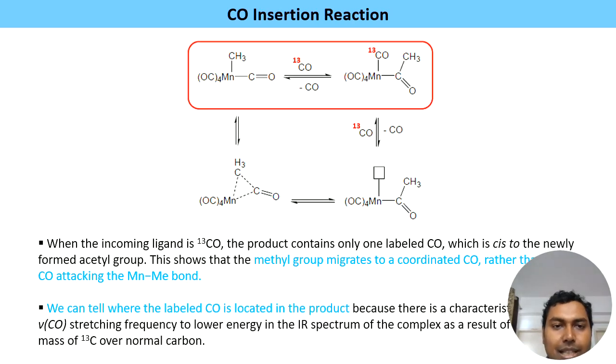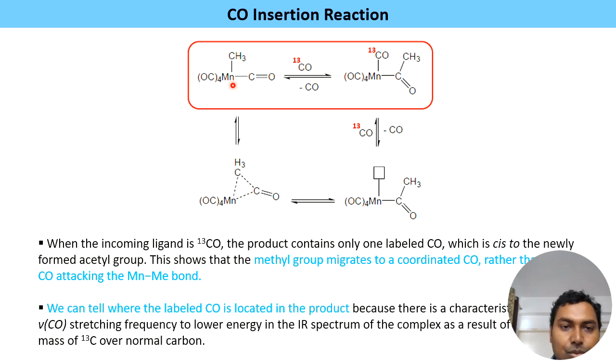As I was telling, here is the famous example of carbonyl insertion reaction done by Calderazzo. In this reaction, we have a manganese complex, and here we have a metal alkyl bond, where the alkyl is the methyl group. When we react this with carbon monoxide, we get this product. And if we use labeled carbon monoxide, like 13CO, we see that the labeled CO is not coming to this position.